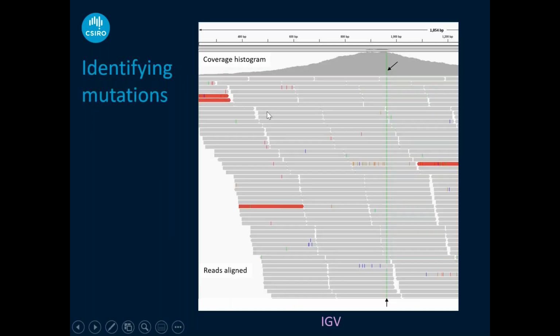That might look something like this. This is a Genome Browser where you see the individual reads aligned to this contig here, and this is summarized by a coverage histogram up the top. And this SNP, which is in green, indicates a G to A transition. It's present in all the reads, indicating that it's homozygous and it's likely an induced mutation.